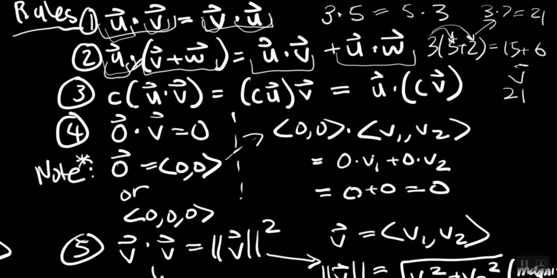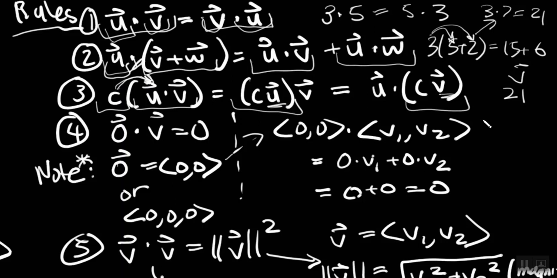Rule number 3 is kind of a property that might be a little bit tricky at first, but you'll get it soon. So we're not going to distribute it. We're instead just going to cling it on to one of them. So when we multiply a constant by a dot product, we're simply going to cling on the constant onto, well, one of the two vectors. So you can either cling on the c to this vector or this vector.